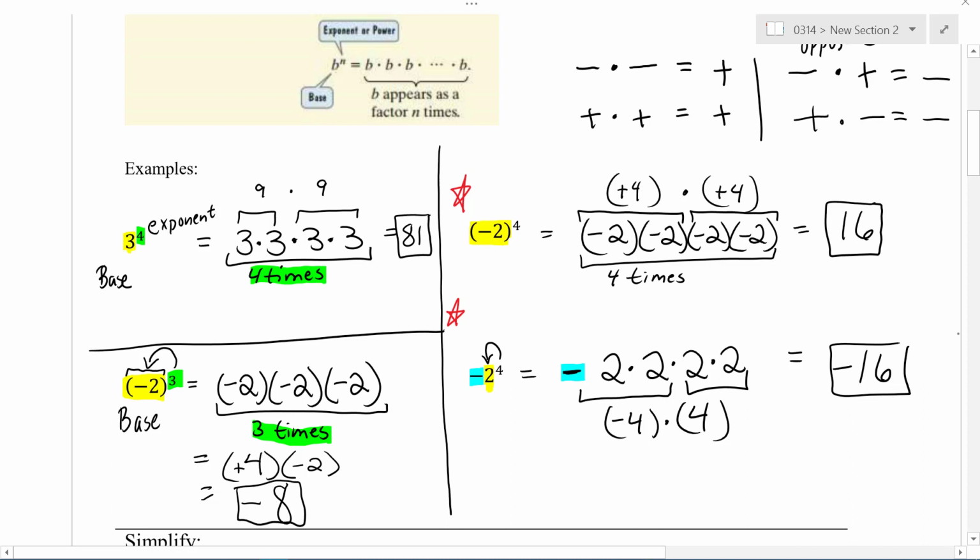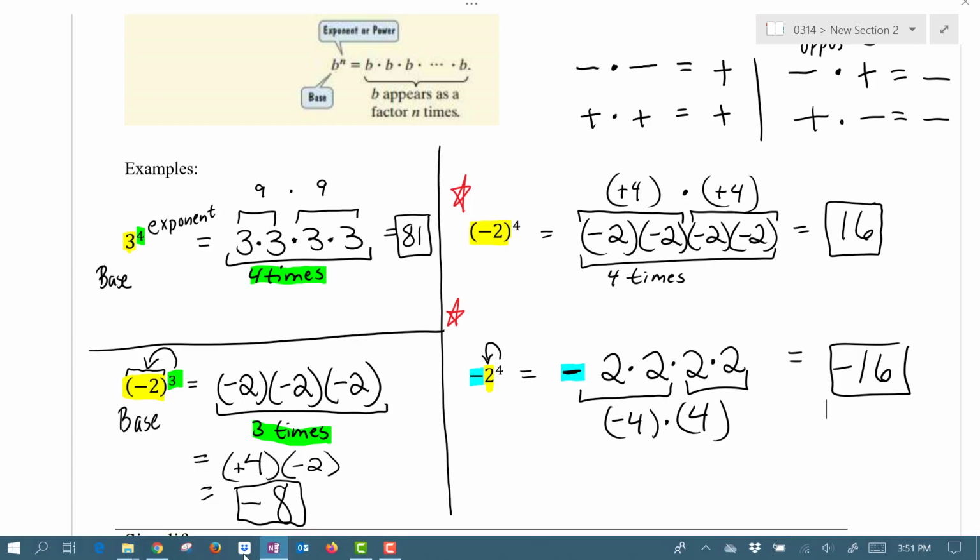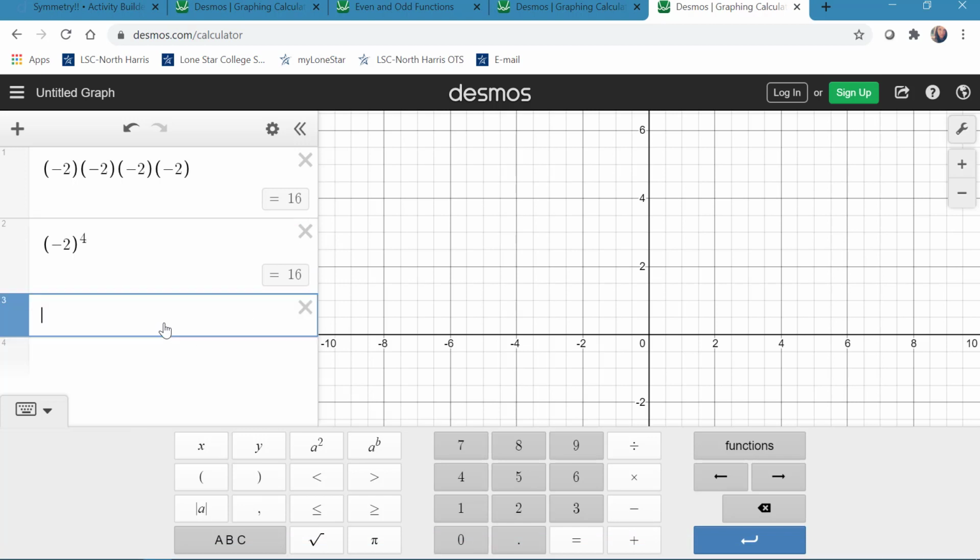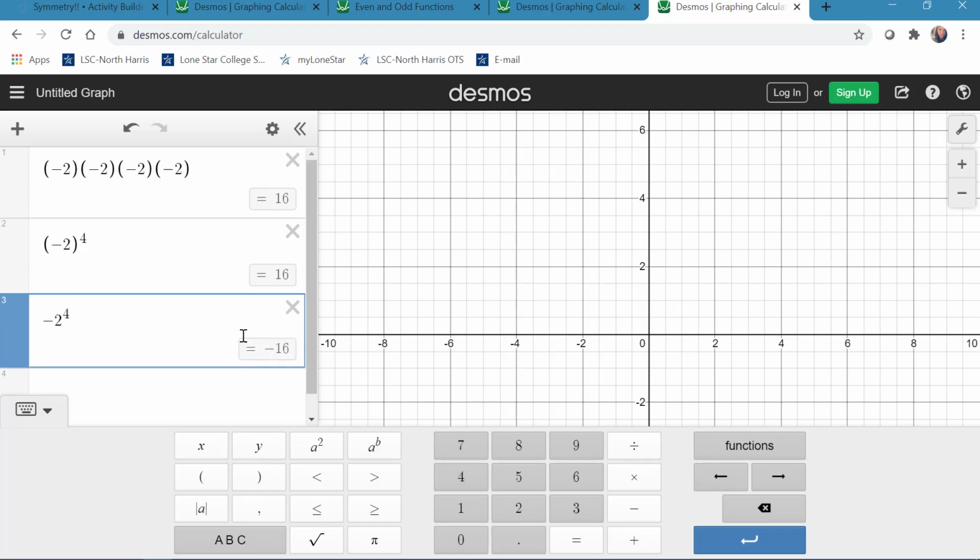So I want you to notice the difference between those last two examples. What do the parentheses do, and what happens when we don't have the parentheses? We want to make sure we're careful that we see the difference between what gets written down 4 times and what does not in those two examples. Okay, let's also put this into Desmos and compare. Okay, so I'm going to come back down here, and I'm going to do just the -2, and I'm going to raise that to the power of 4. So you'll notice that Desmos gives me a -16. So your calculator is also going to recognize the difference between having the parentheses around the -2 and not having the parentheses around the -2.